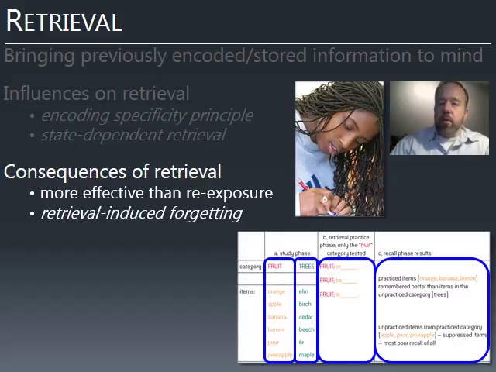So that is retrieval-induced forgetting. The idea that retrieving, as long as you use the information, can help you store the information and access it better the next time. But if you retrieve it and then don't use it, it may actually be worse than not retrieving it at all.